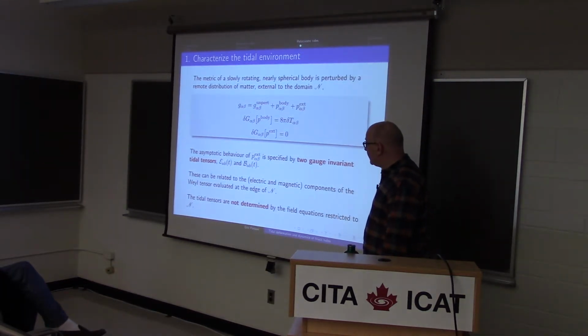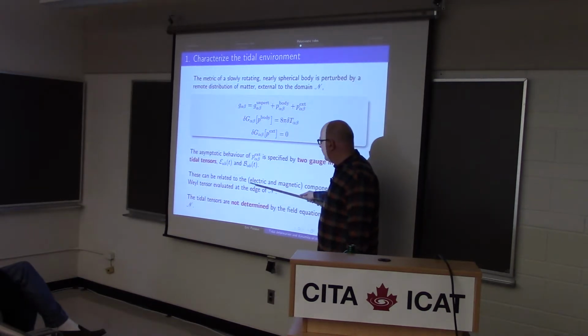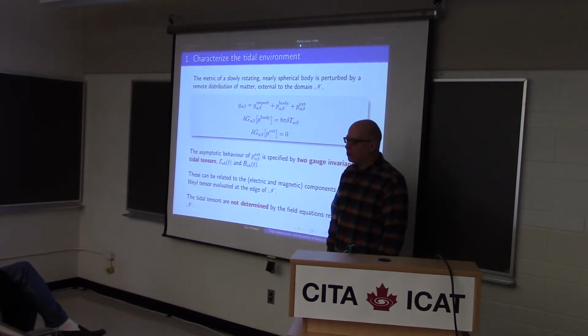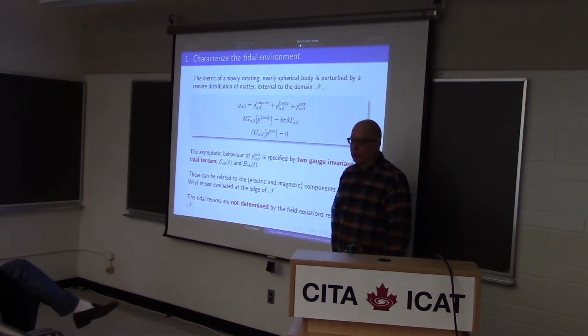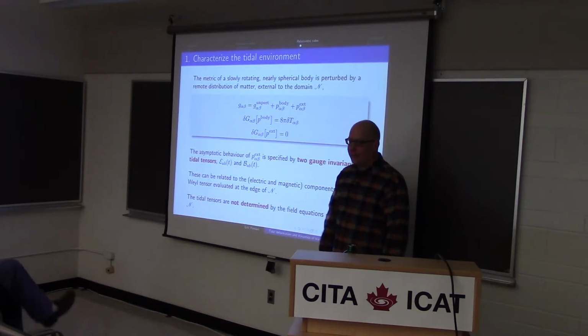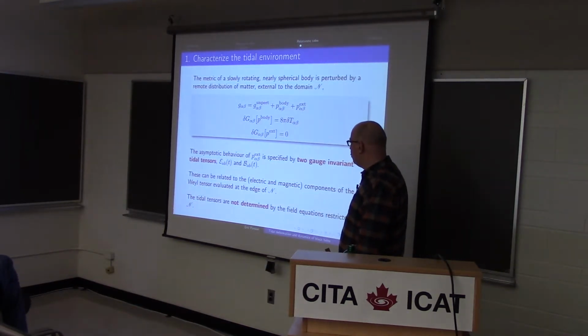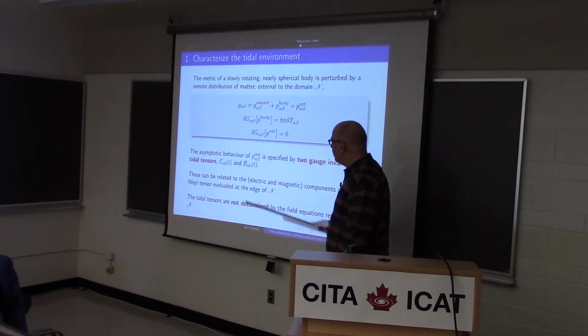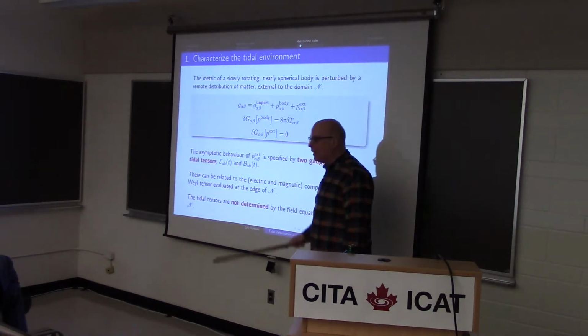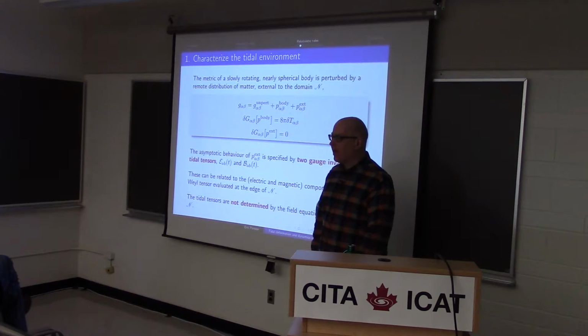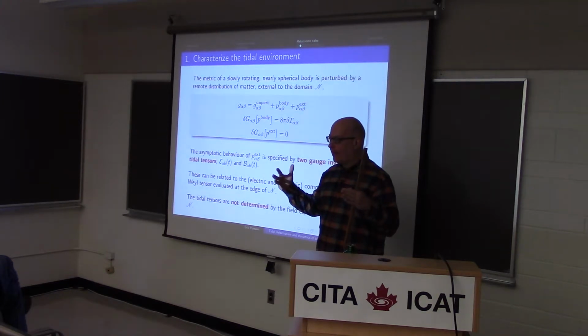If you want to be very fancy, you can think of those guys as being, in various limits, in various ways, components of the curvature tensor. If you're really fancy, you call it the Weyl tensor outside the body. I don't need to really do that. I can simply think of these guys as functions of time that are completely arbitrary and undetermined if I only solve the field equations inside the domain N.